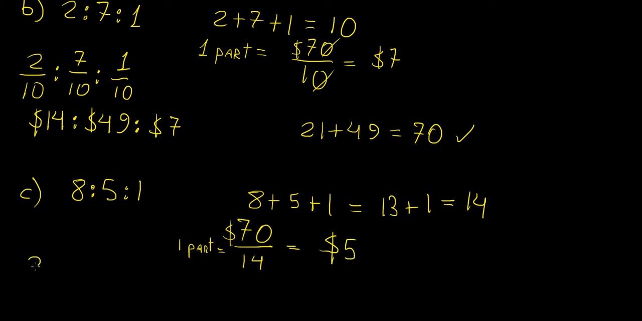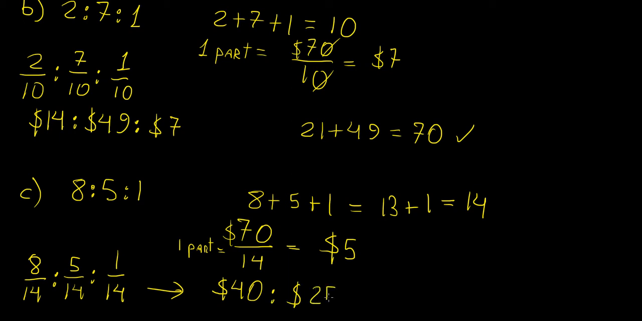Now we represent the ratio by dividing by the total number of parts. So that's 8 on 14, 5 on 14, and then 1 on 14. The first person is going to get 8 parts out of 14. So 8 times 5, that's going to be $40. The second person is going to get 5 out of 14, which is going to be 5 times 5, $25. And then the last person is going to get 1 part out of 14, which is just $5. If we add all these numbers together, we get $70.